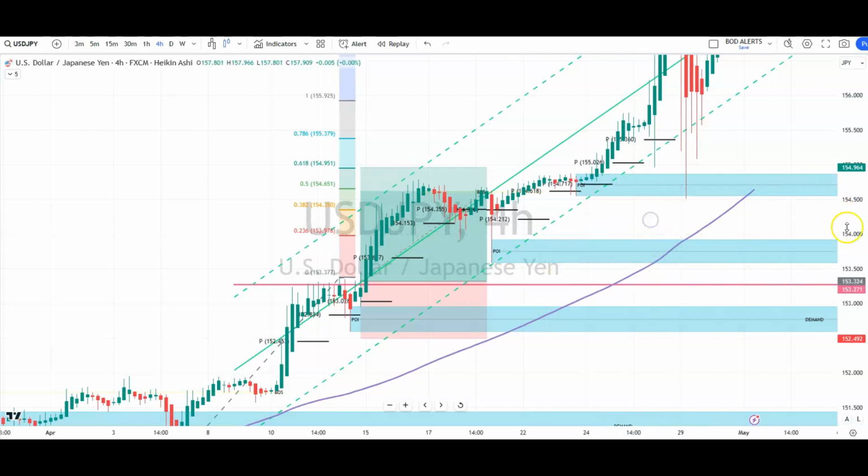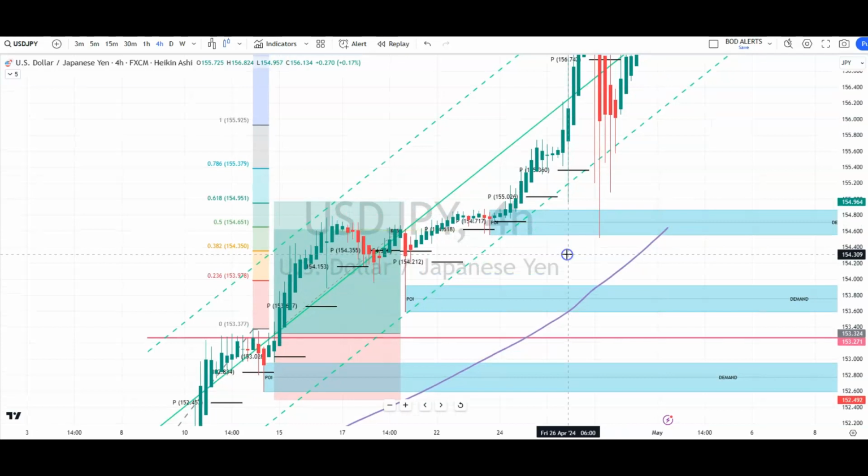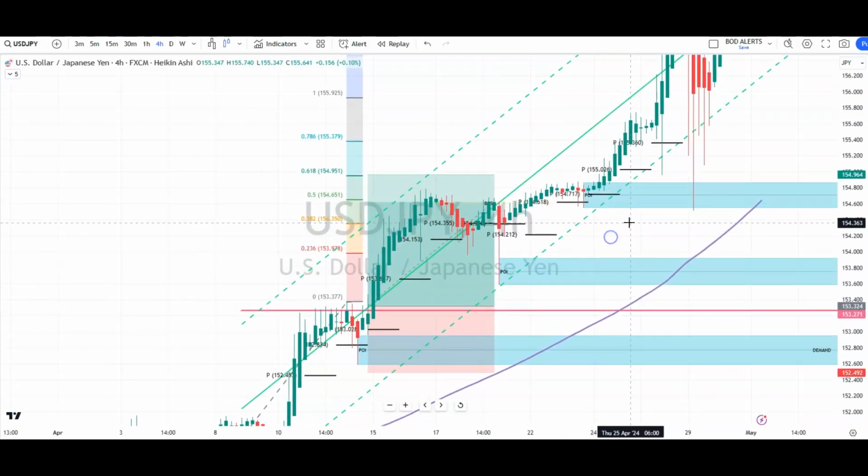So let's do another one, shall we? And I'll do something on another pair as well, just to give you a flavor. So here we know that the price broke out here. We know we've got the stepping stone effect here in terms of the central pivot from the previous day, the average price of the previous day.